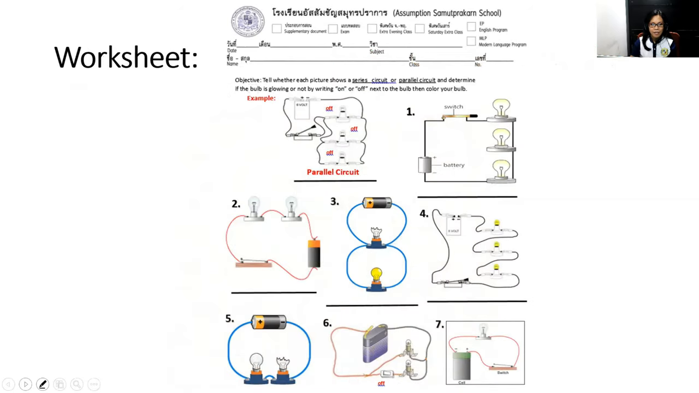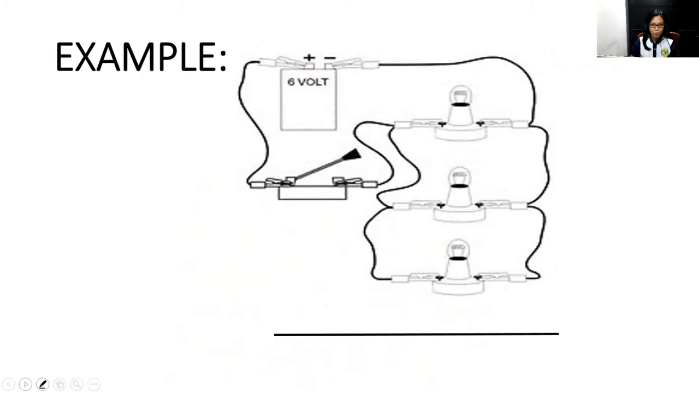And then I'm going to give you a very simple worksheet, and I will explain to you how to answer, okay? I will show you this example. Okay, so listen up. This is the example for your worksheet, how to answer it. First, you are going to write if it is parallel or series. So what do you think? This circuit, is this parallel or series circuit? You observe how many pathways electron can flow here.